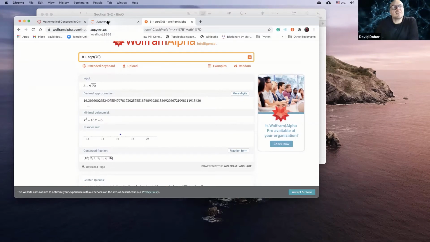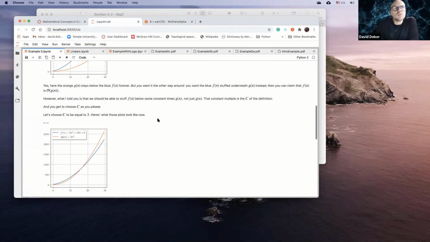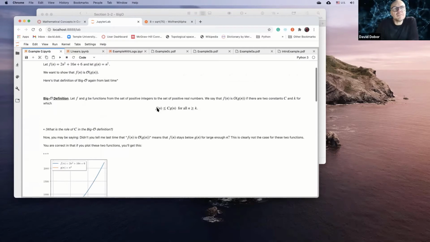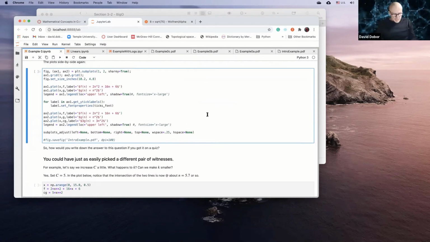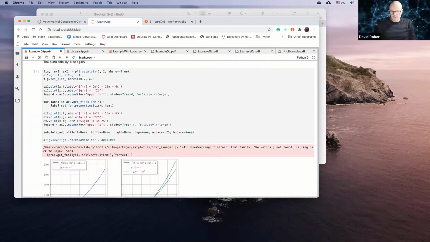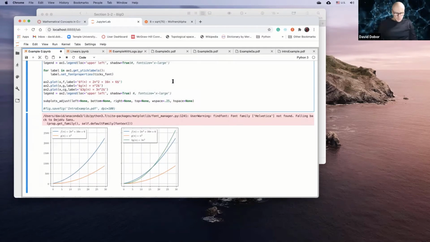So how do you wrap up your answer if you saw this question on a quiz? What are your witnesses? To show that one function f of n is big O of g of n, you have to exhibit the pair of constants, the so-called witnesses, the c and k. You have to write down c and k. Let me just put these both on the same line. First of all, I want to get rid of these warnings here.